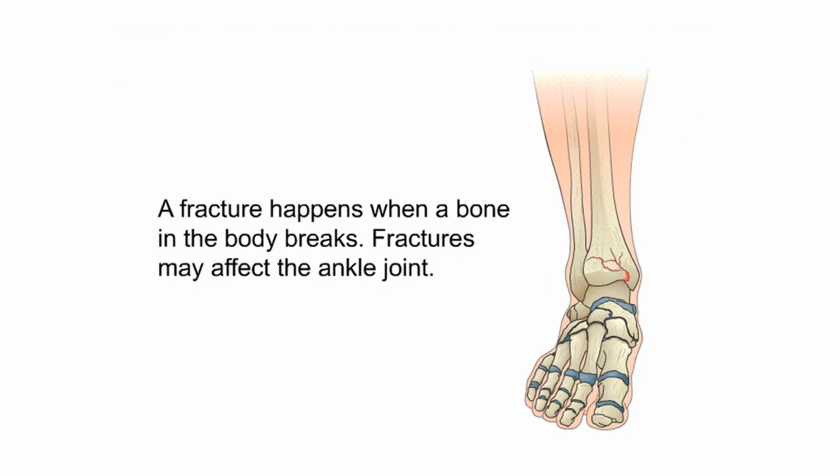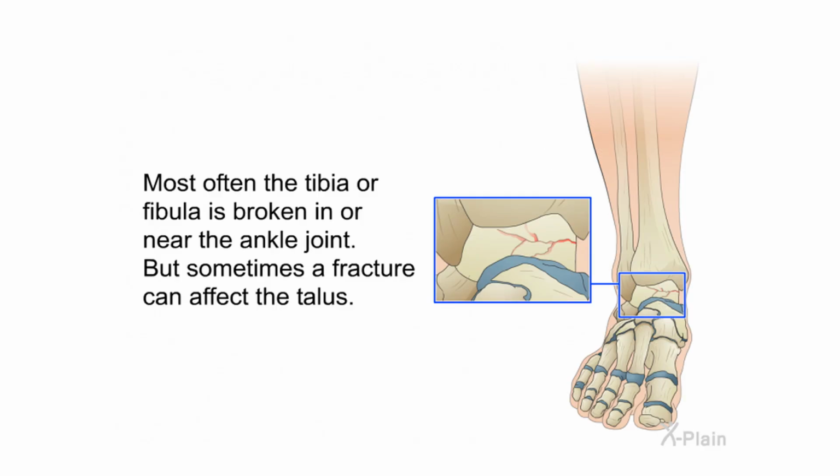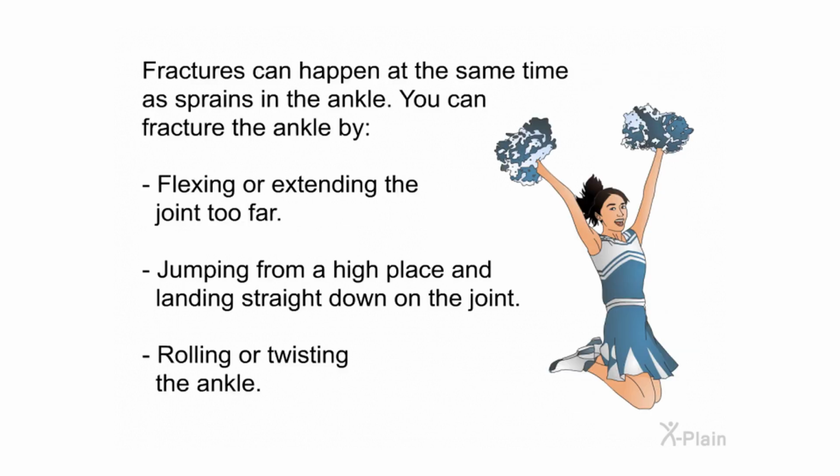Fractures. A fracture happens when a bone in the body breaks. Fractures may affect the ankle joint. Most often, the tibia or fibula is broken in or near the ankle joint, but sometimes a fracture can affect the talus. Fractures can happen at the same time as sprains in the ankle.